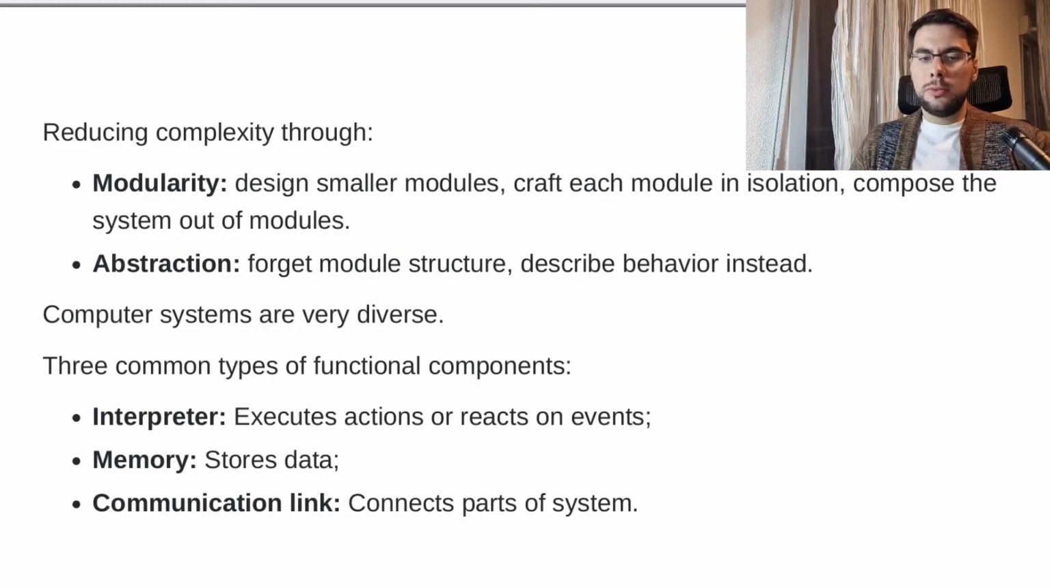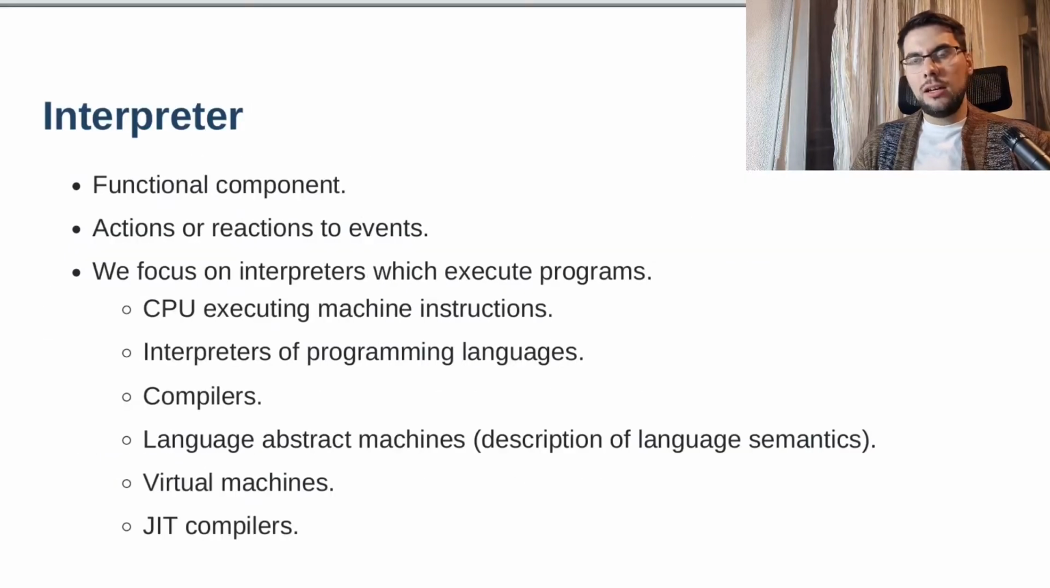In this part, we will focus on interpreters, one of three types of functional components in computer systems. Interpreters are active elements performing actions that constitute computations, either proactively or as a reaction to some events. Various interpreters may use radically different ways of describing computations. So what is it exactly that an interpreter is doing?